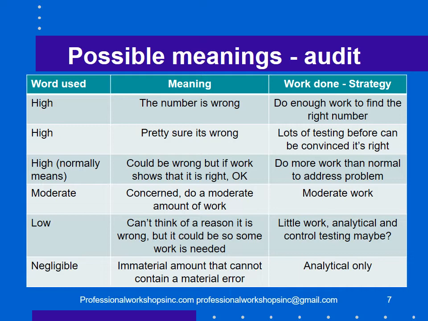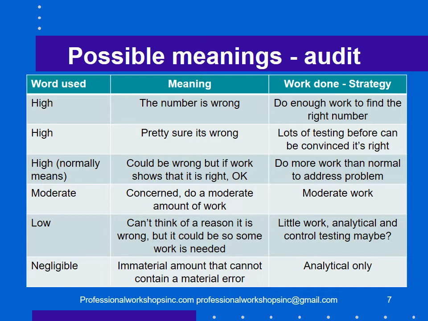I think what we normally mean by high risk of material misstatement is it could be wrong. I'm worried about it. But if the work we do shows that it's right, then I'm happy with that. So do more than the normal amount of work to address the problem, but if having done that we find that, oh, it's right, then we're happy with that. Moderate means in the middle.